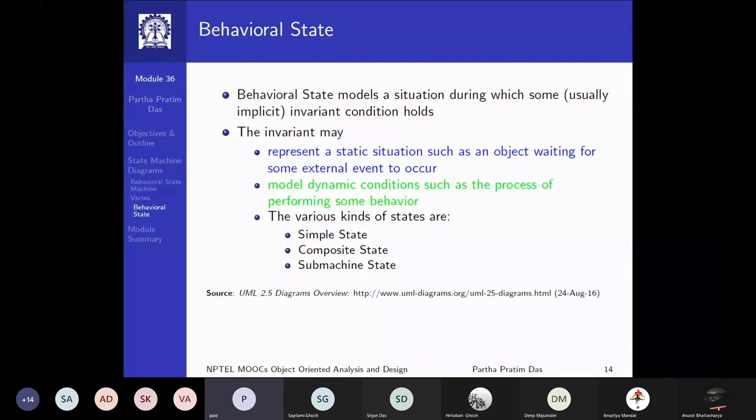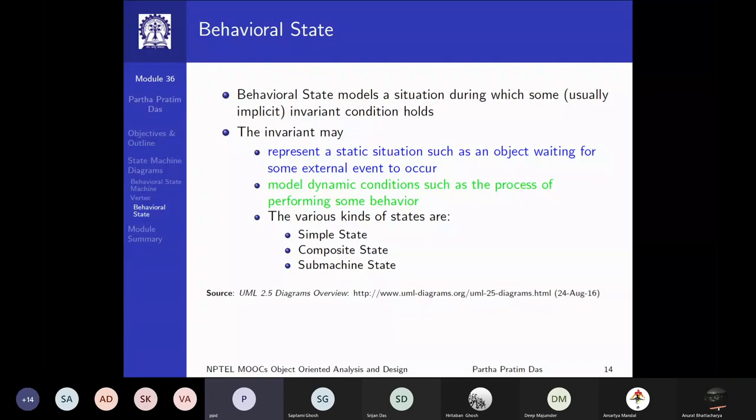Often it is implicit, where an invariance holds, like in the ATM. Being in idle state means nothing is happening in the machine. Being in active state means there is a customer interacting with the machine. Being in out of service state means that it cannot be used, and so on. So it may represent a static situation, for example, an object waiting for an external event. In idle state, it is a static situation, because the machine is expecting an external event like tapping on the screen or insertion of the card to make a transition to some other state.